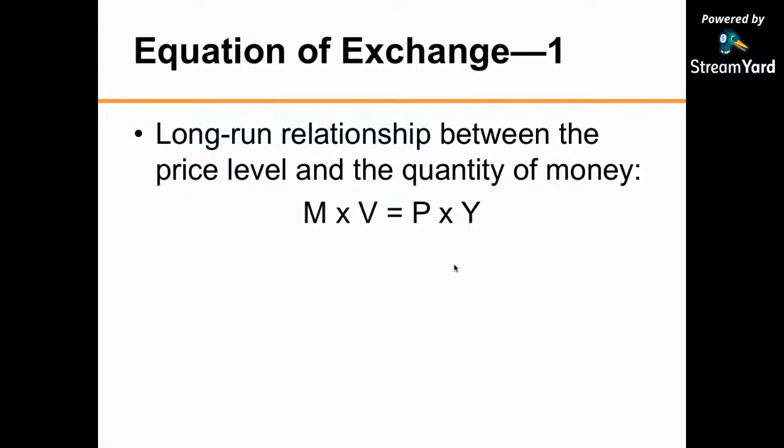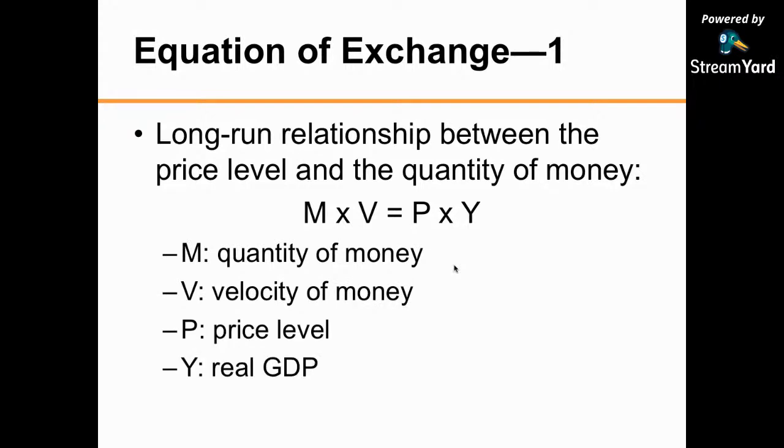The equation of exchange, this is one more important thing to go ahead and write down here. This is the long-term relationship between the price level and the quantity of money. What these letters mean: M is the quantity of money, V is the velocity of money, P is the price level, and Y is the real GDP. So the right-hand side of the equation, P times Y, this is our nominal GDP number. Remember, the price level times the real GDP. The velocity of money is the number of times that a unit of money exchanges hands in a given year. So this is the speed of how currency circulates.